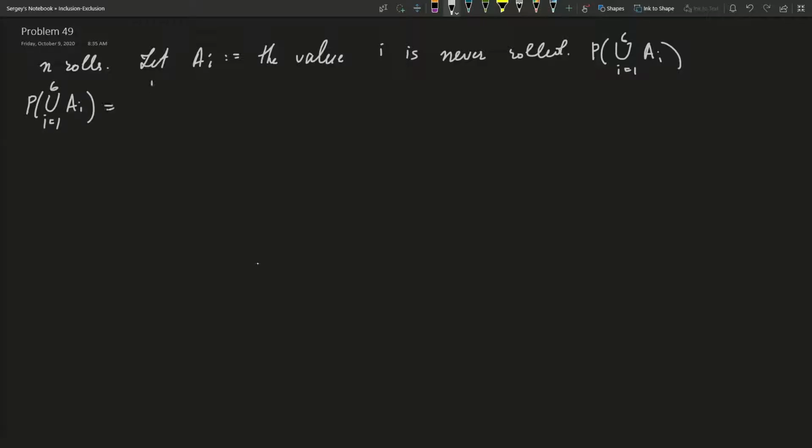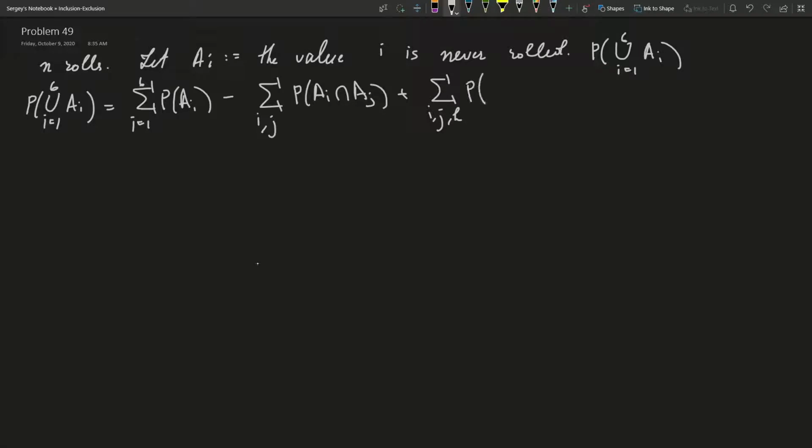Using the formula of inclusion-exclusion, the probability of the union from 1 to 6 of A_i is the sum from 1 to 6 of the probability of each of these events, minus the sum of the probabilities of pairwise intersections, A_i intersect A_j. Then we add in the triplets, the probability of the triple intersection A_i, A_j, A_k. Then we subtract off the probability of quadruple intersections, A_i, A_j, A_k, A_w.